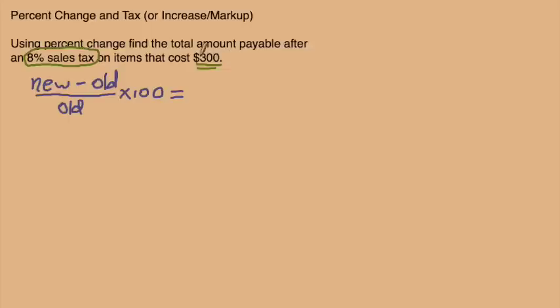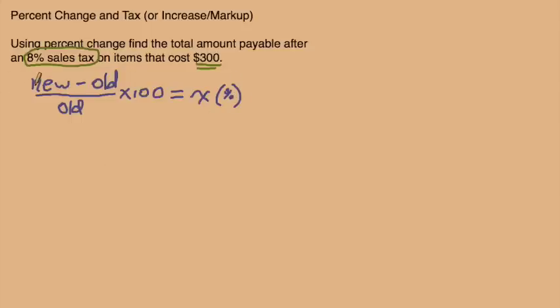So $300 is a fixed value. It's either the new or the old. And then this 8% sales tax is going to tell us what kind of number is going to go over here. So by the formula, we just write X, and we know that this thing is a percent. So let's plug in what we know.